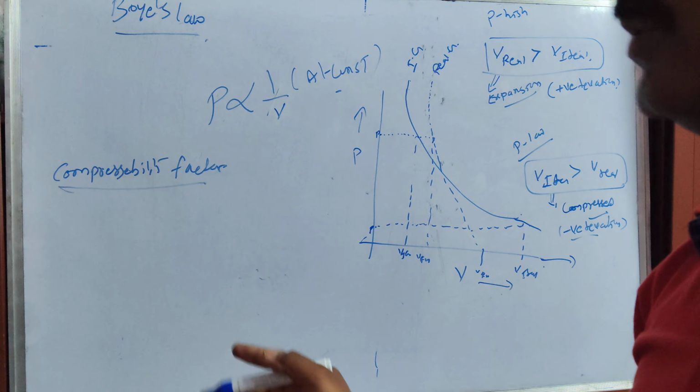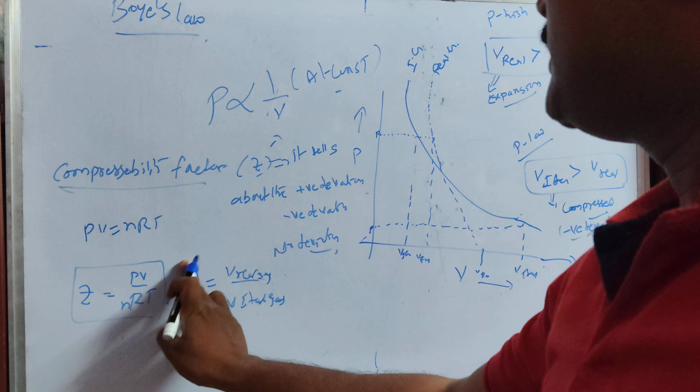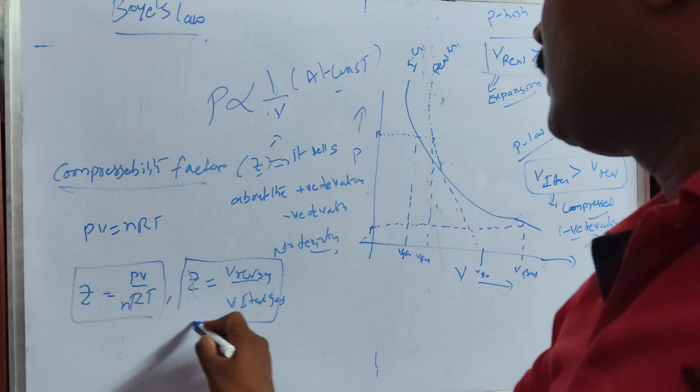and no deviation. Depending upon the value of Z, if it is greater than 1 it is positive deviation, less than 1 it is negative deviation, and no deviation means it is equal to 1. That is, Z is equal to PV by nRT, and also Z is equal to V real gas by V ideal gas. You have to remember these equations for the compressibility factor.